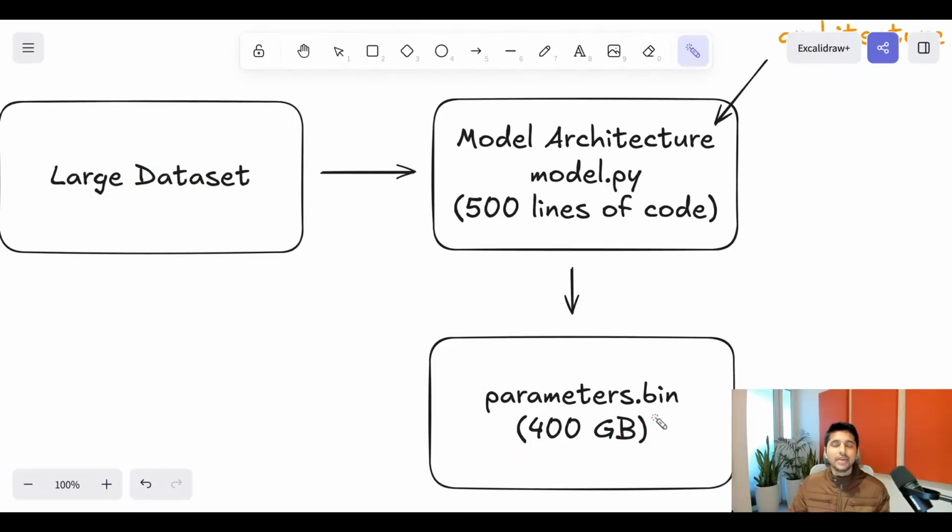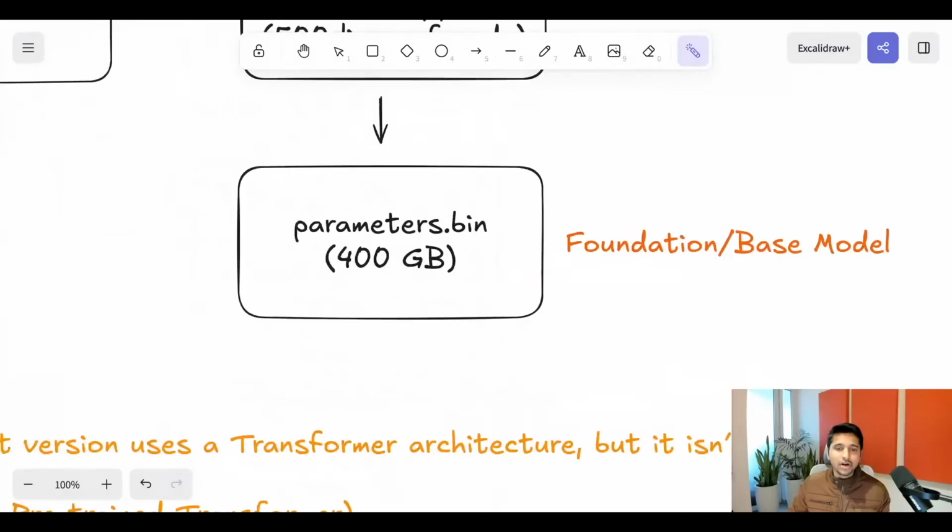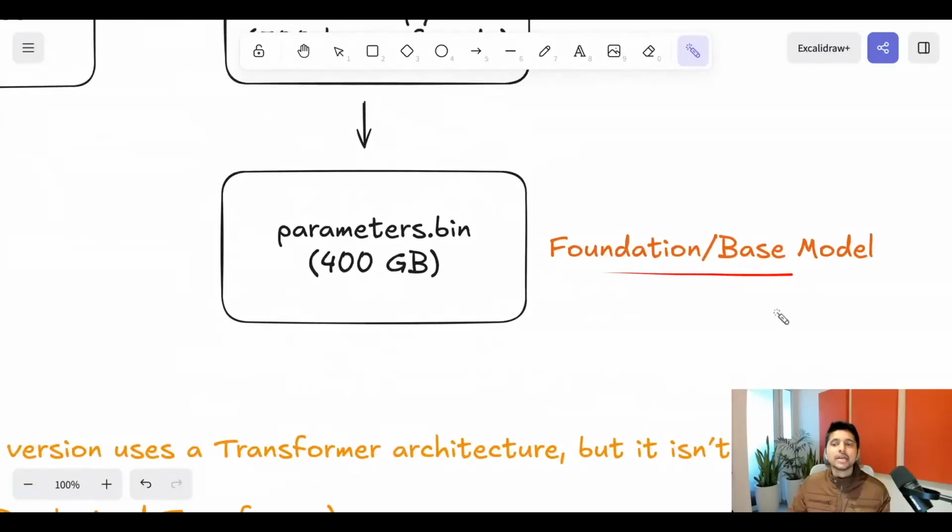That is why if any company is open sourcing, for example, Elon Musk's Grok AI company, they have released some Grok model which is open source. Effectively they have released two things, model.py and this parameters.bin. In this, the numbers are gold for all of us, right? That is something they have released, and that we will call a foundation based model.